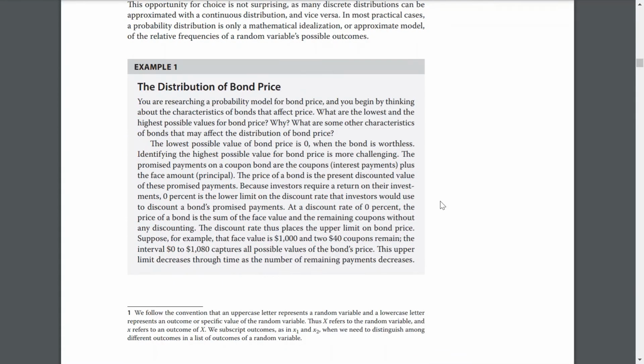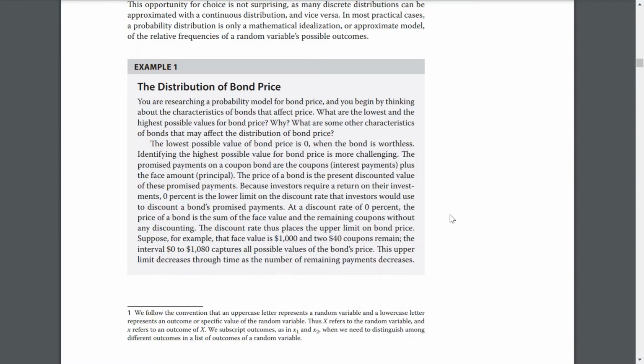Okay. So example 1, the distribution of bond price. Let's say you are researching a probability model for bond price, and you begin by thinking about the characteristics of bonds that affect price. What are the lowest and the highest possible values for bond price? Why? What are some other characteristics of bonds that may affect the distribution of bond prices? The lowest possible value for bond price is 0, when the bond is worthless. Identifying the highest possible value for bond price is more challenging.